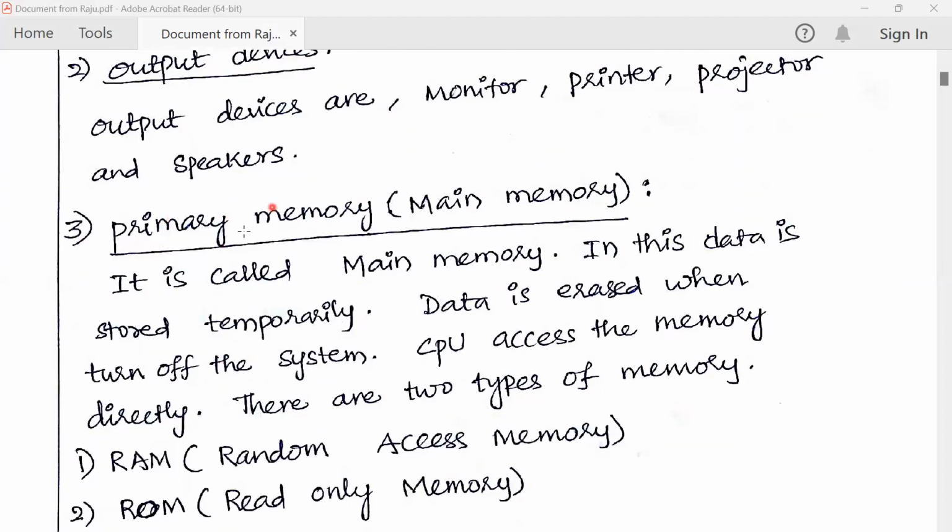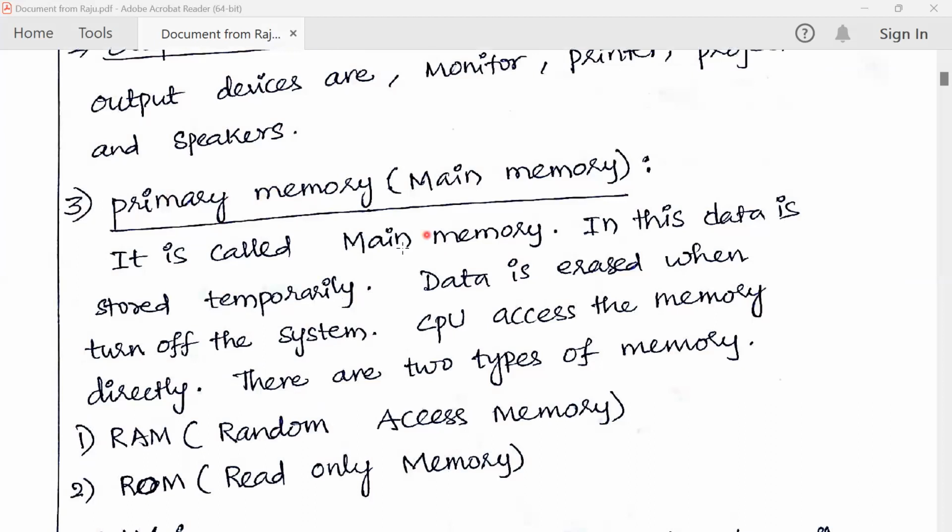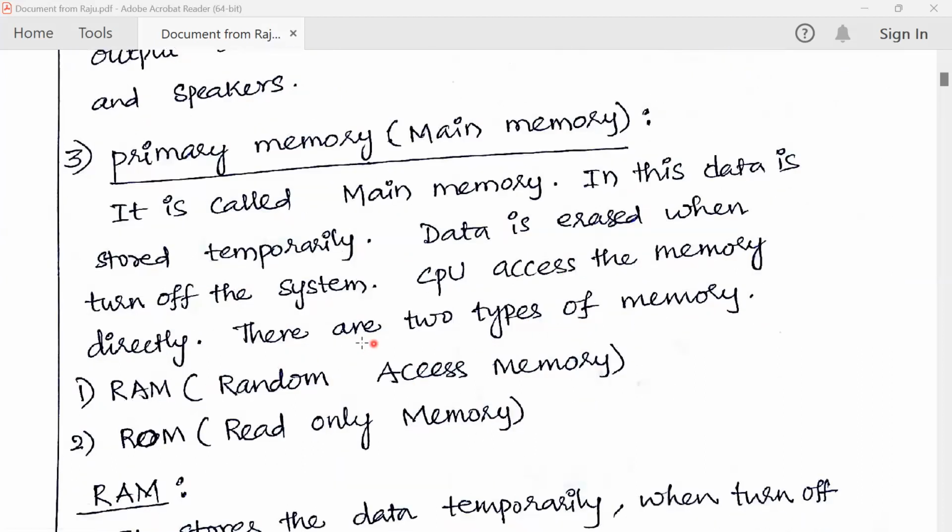Now, what is meant by primary memory? Primary memory is also called main memory. In this, the data is stored temporarily. Whenever we execute any program, it will be stored in primary memory. Data is erased when the system is turned off. The CPU accesses memory directly.